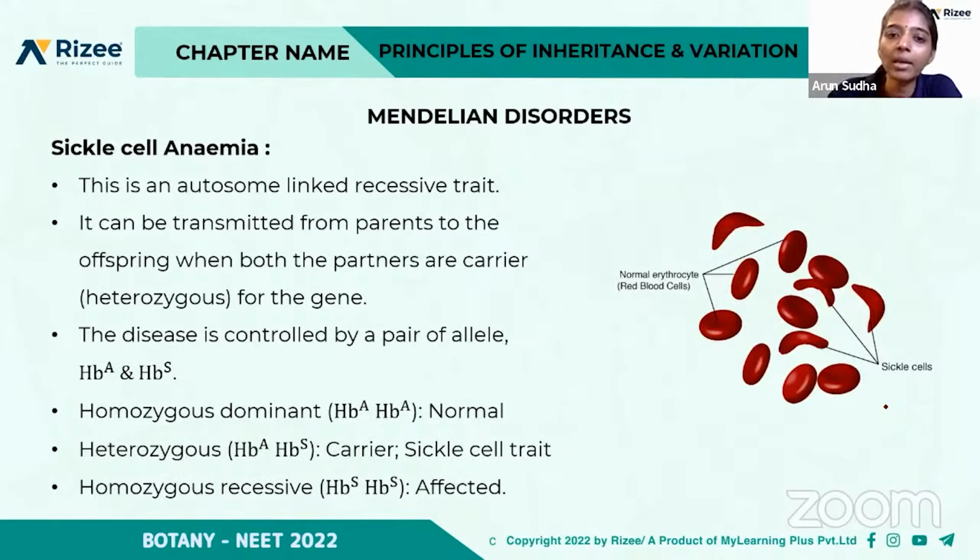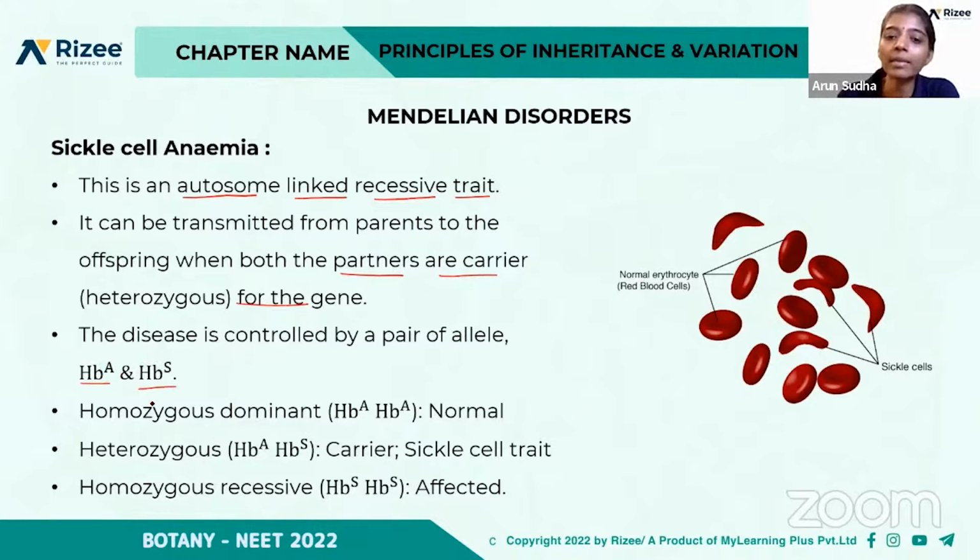Sickle cell anemia is an autosome-linked recessive trait. So this is linked to the autosome. It can be transmitted from parents to offspring when both the partners are carriers for the genes. Here it is controlled by the alleles HBA and HBS.